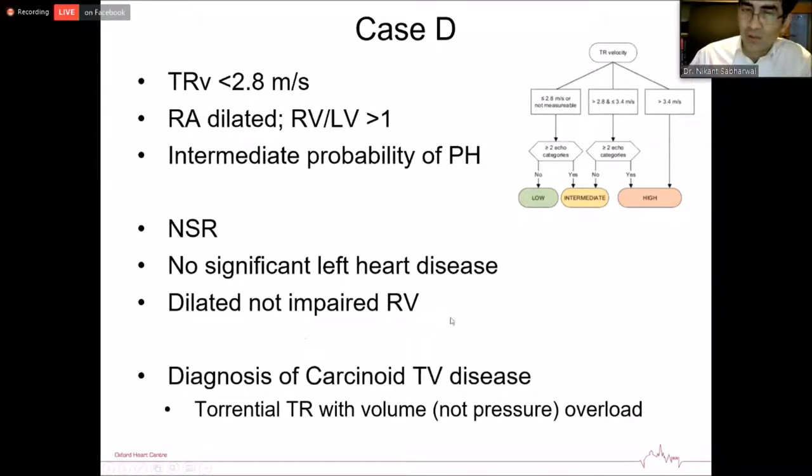And this is someone with carcinoid tricuspid valve disease. She has torrential TR. And this is someone with volume, not pressure overload. And this is an example of where this guideline doesn't work perfectly. We have to remember, this is a guideline, not a rigid protocol. This patient does not have pulmonary hypertension, but the torrential TR makes it very difficult to assess PA pressure. And although she does fall officially under the intermediate likelihood of PH, most of us would agree she's not going to have pulmonary hypertension. This is a straightforward case of carcinoid tricuspid valve disease without pulmonary hypertension. This is a volume-loaded hyperdynamic system, not pressure-loaded.